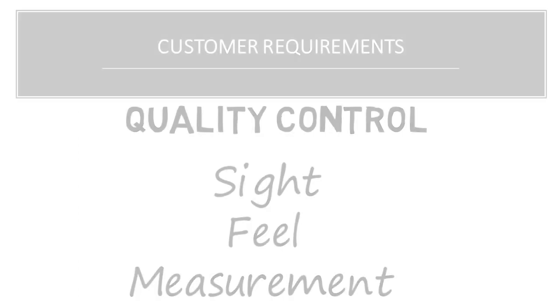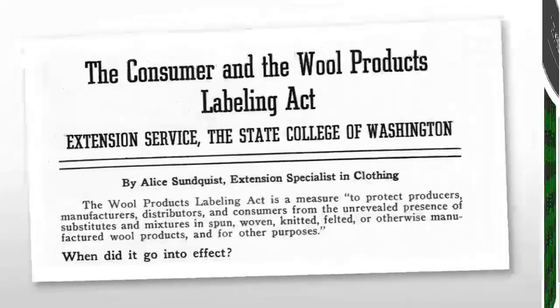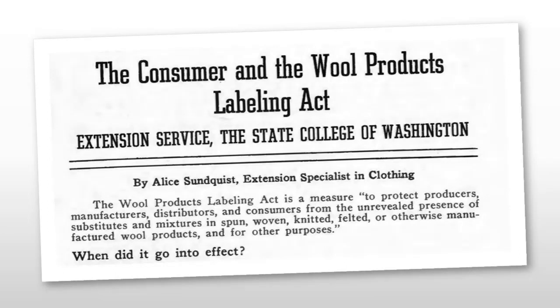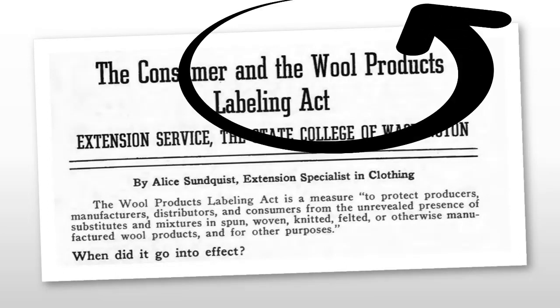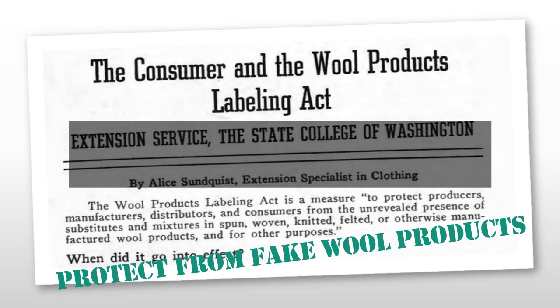Knots are pushed to the back of the cloth, and other specks and minor flaws are taken care of before fabrics go through any of the finishing procedures. In 1941, the United States Congress passed the Wool Products Labeling Act. The purpose of this act was to protect producers and consumers from fake wool products.